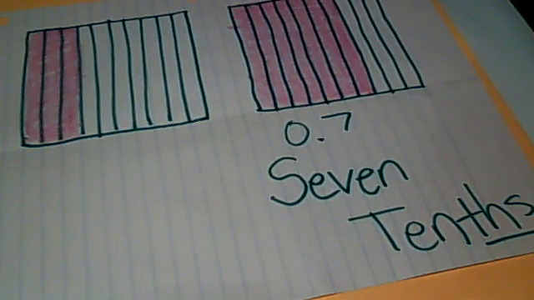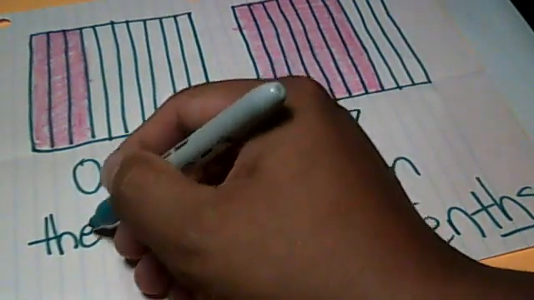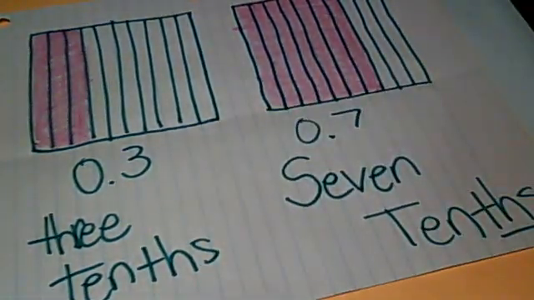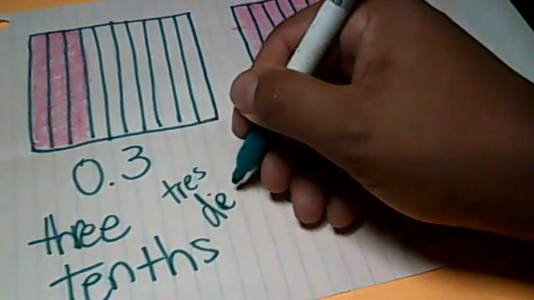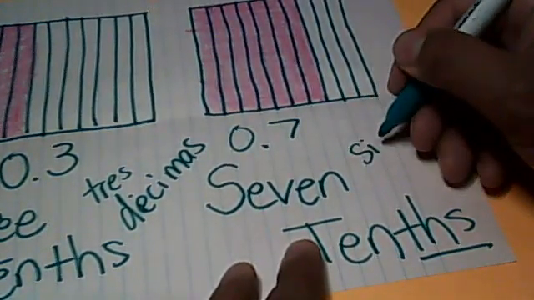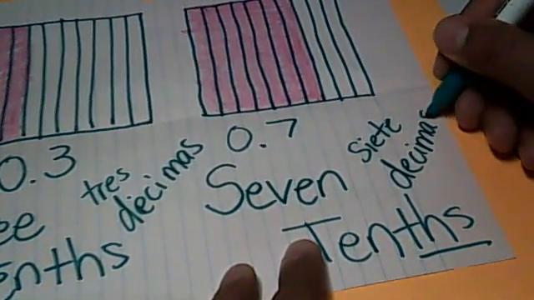Alright. Bienvenidos. Welcome back. So, si tú escribiste 1, 2, 3, 3 tenths. 3 décimas. Word form: 3 tenths. Son 3 décimas. Y el otro son 7 décimas.